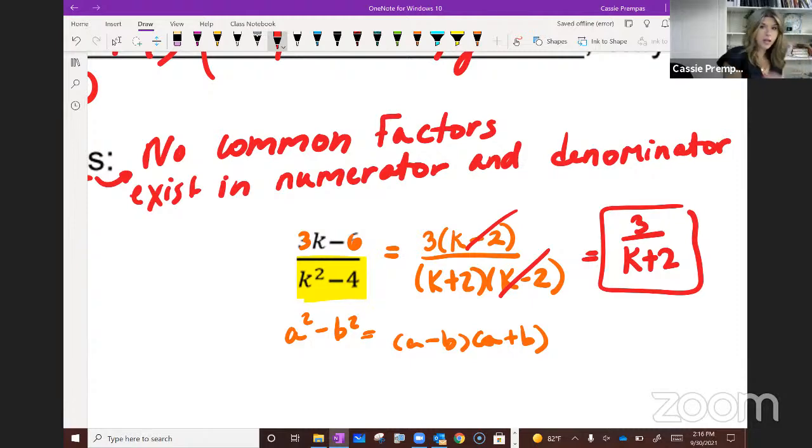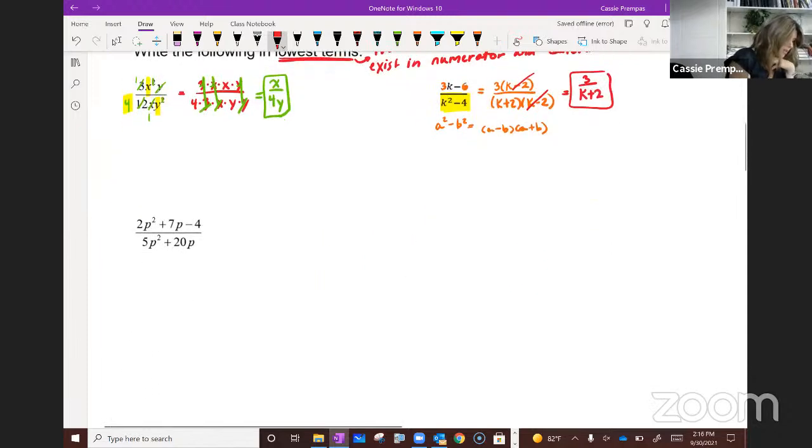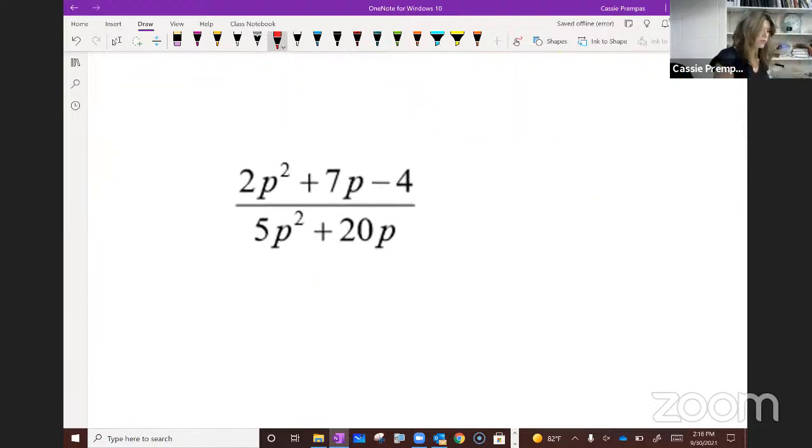All right, now that we have it defined, let's go ahead and try another one. So let's move down to this example here, 2p squared plus 7p minus 4 over 5p squared plus 20p. Oh, I see a p squared and a p squared. Can I divide that? No, why not? There's a plus sign. Good, it's a term. It's not a factor. So my next step of action would be factor it down.